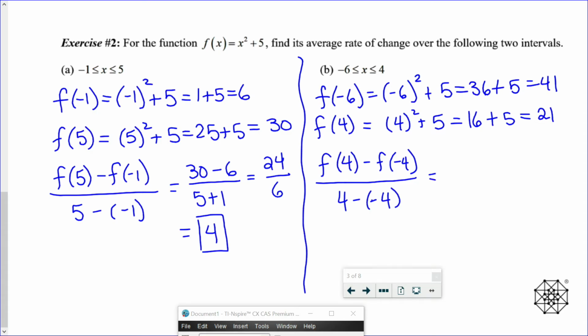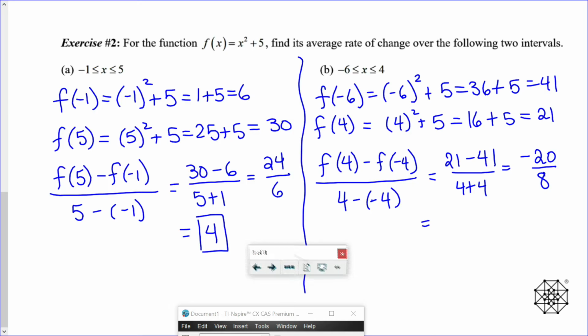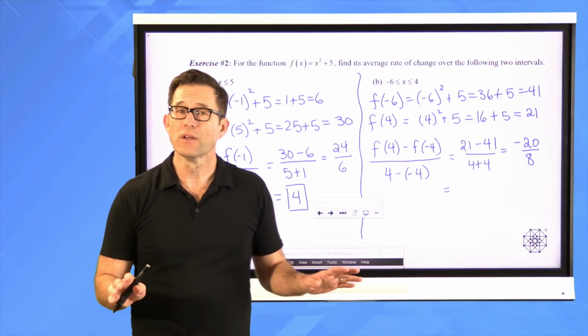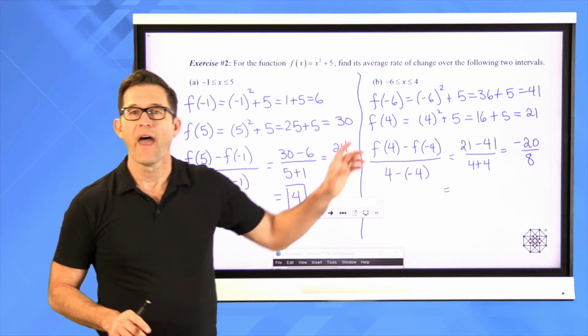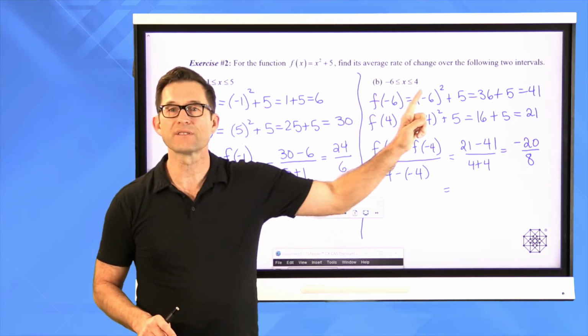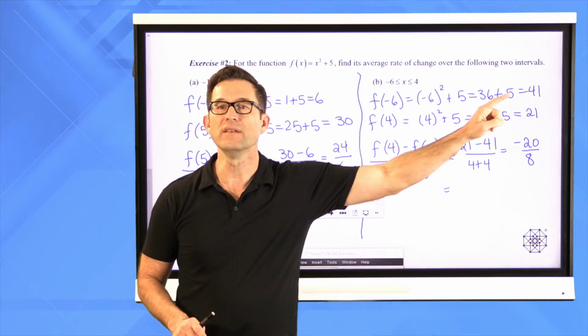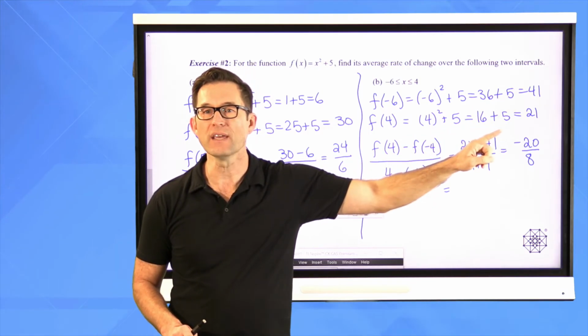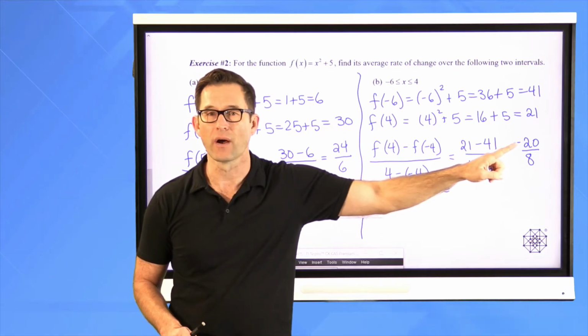All right, and that's going to be 21 minus 41, all over 4 plus 4. That's going to be -20 divided by 8. And again, before we move on and do that final calculation, I just want to talk about this for a minute, because there was a little bit of a complication here, right? As x goes from -6 to 4, y actually decreases, right? Y goes from 41 to 21, which is indicated by a -20 there, okay?